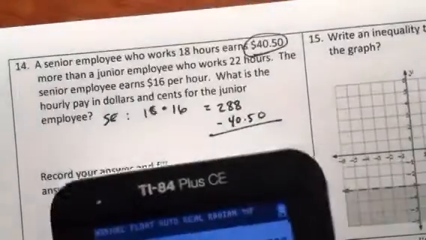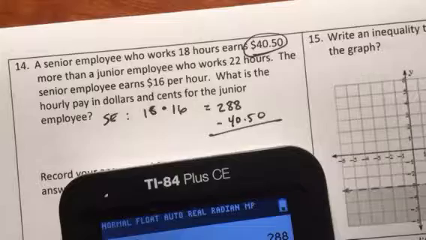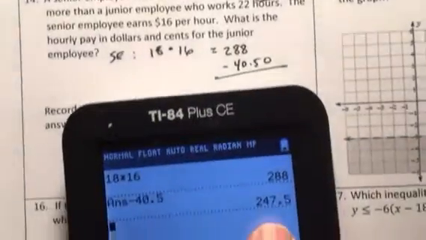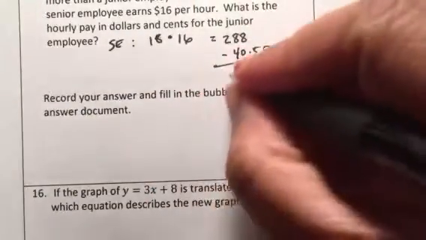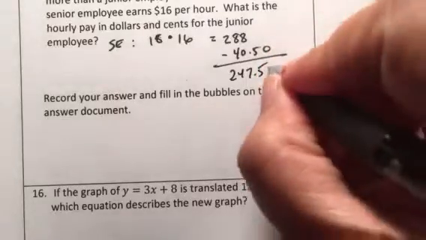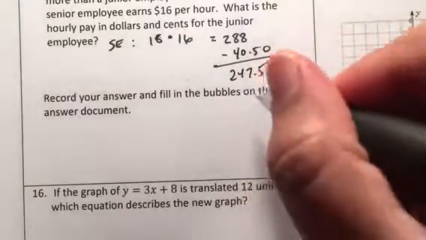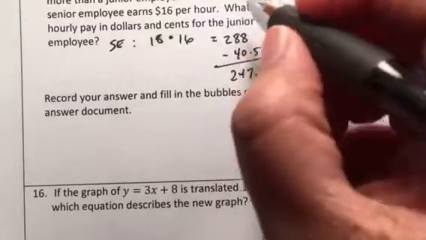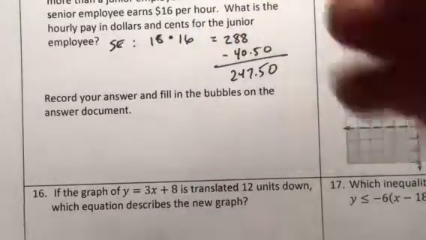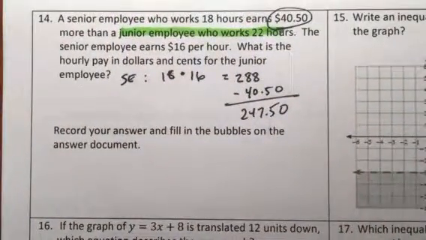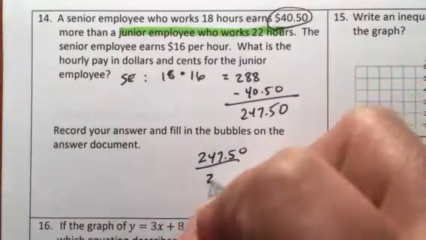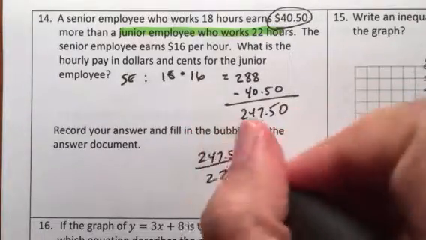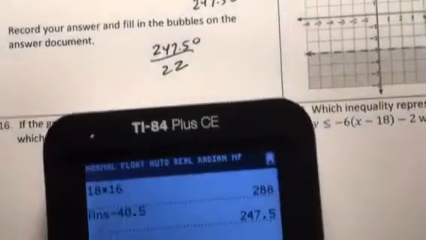And if I subtract that number, I get $247.50. Now, that's what the junior employee gets paid, but how many hours does the junior employee work? So the junior employee only works 22 hours. So now I'm going to take this pay and divide it by the 22 hours, because we know that's how much he gets paid, and we're going to divide it by the hours that he works.